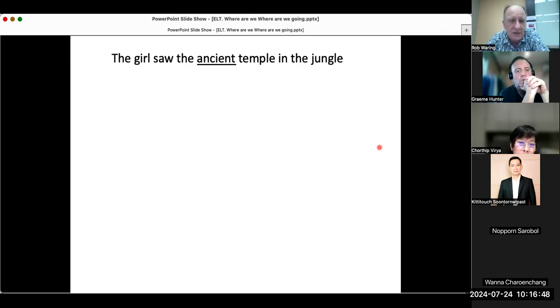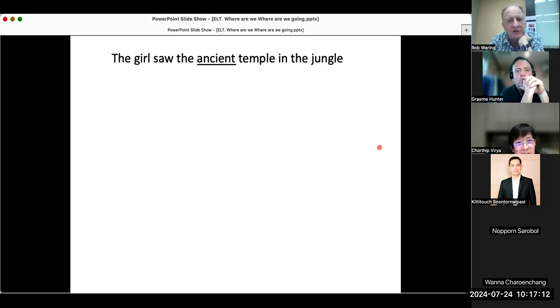The student sees the sentence, "The girl saw the ancient temple in the jungle." Now, our imaginary student doesn't know this word ancient. It's a new word. So she reads the sentence and goes, "The girl saw the ancient temple in the jungle." What does this mean?